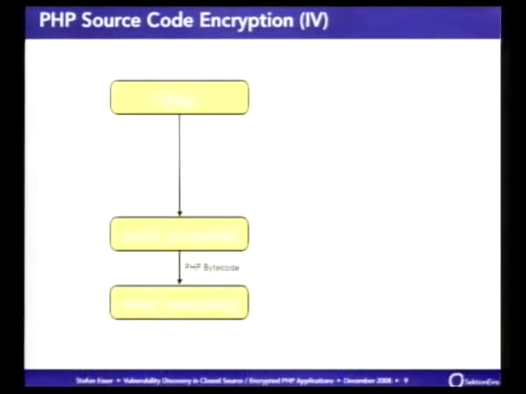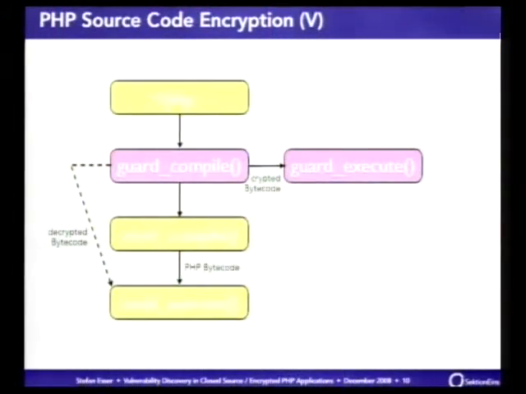I have some pictures. So normally you have the PHP source code, which is green, and this gets passed to the zend_compile function. The zend_compile function will first tokenize it, then compile it, and the result is some kind of PHP bytecode, and this bytecode is then passed to the zend_execute function that executes the bytecode.